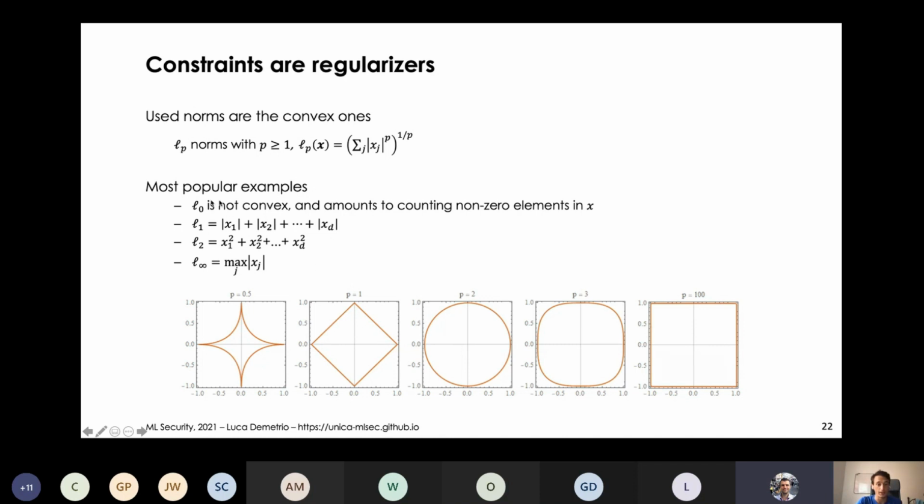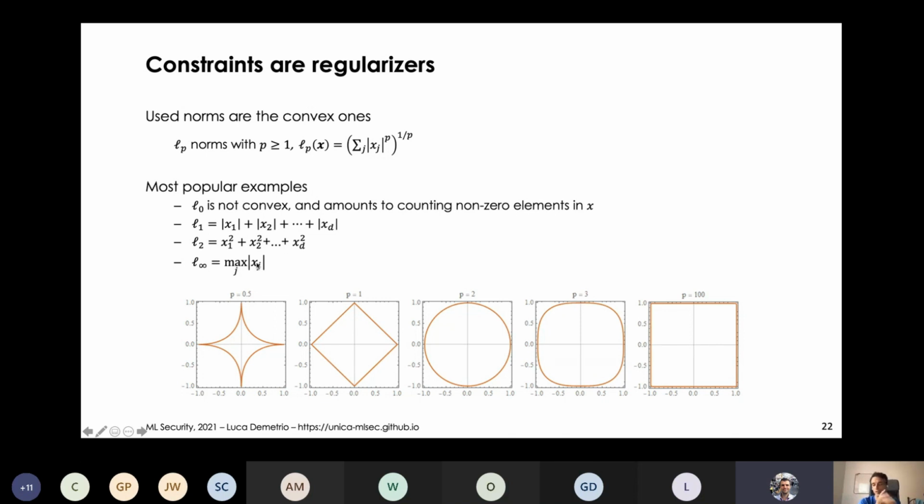So you have the L0 norm, which is not convex, and it counts how many non-zero elements are in X. Then you have the L1 norm, which is the sum of all of the absolute values. Then you have the L2 norm, which is the sum of all elements to the power of 2, and you can also take the square root of it. And you arrive at the L infinity norm, which is the component with the maximum value.